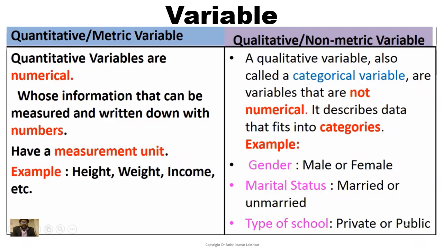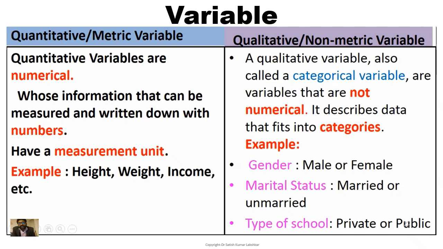Now, quantitative variables are basically in numerical or mathematical format. Quantitative variable means one whose information can be measured or written down in numbers. We can quantify them, and these types of quantitative variables always have some measurement unit. For example, height, weight, income. Height may be measured in centimeters, meters, feet. Weight may be measured in kgs, grams, and similarly income may be measured in any specific currency, even in rupees, dollars, or pounds. So this is about quantitative or metric variables.